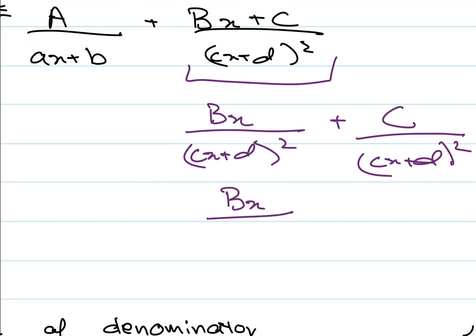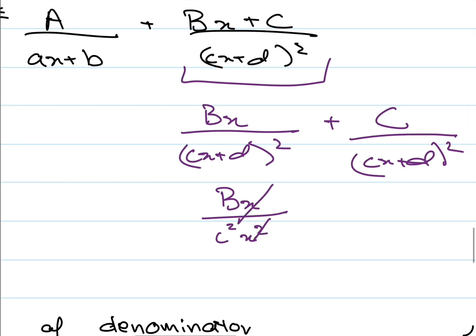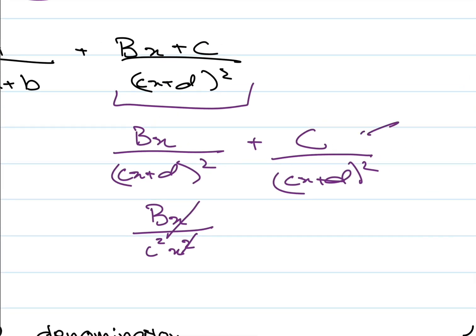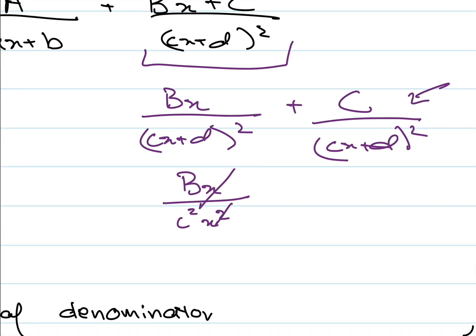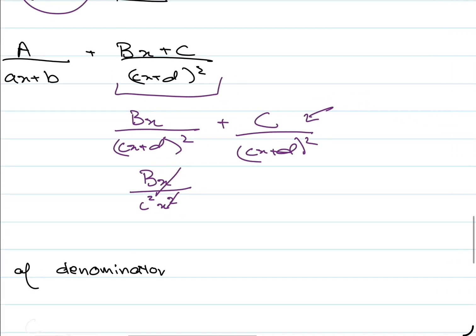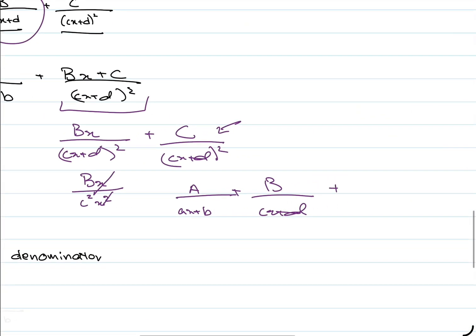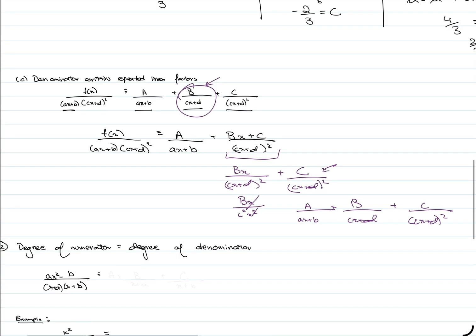we have bx upon c squared x squared, right? This x is going to cancel, but there's obviously nothing in the numerator here for this to cancel with, right? The x in the numerator here cancels, so we just get a upon ax plus b upon cx plus d plus c upon cx plus d squared. Okay.